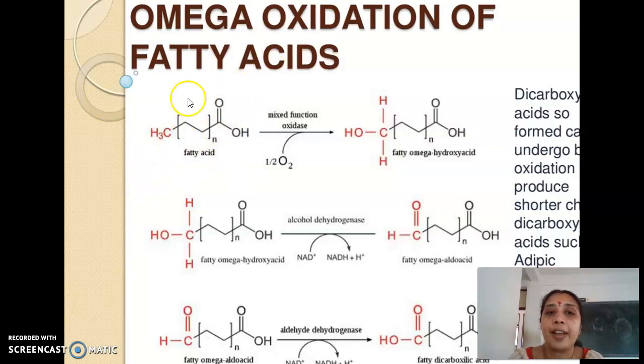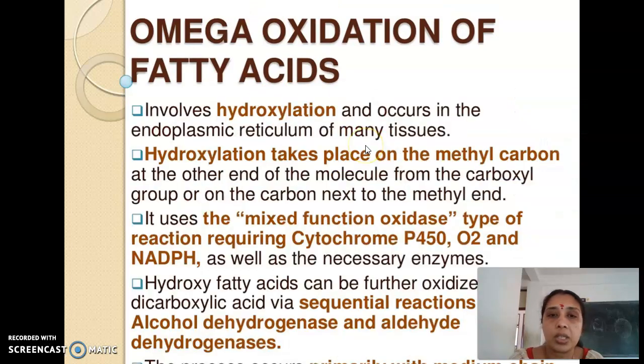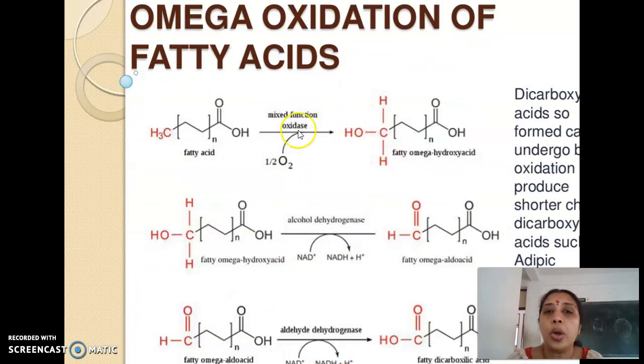See, this is our fatty acid, which has the CH3 group at one end and COOH at the other end. The CH3 first undergoes a hydroxylation reaction, so that CH3 is converted into CH2OH. Half O2 comes in because the enzyme is a mixed function oxidase, which catalyzes the incorporation of one oxygen atom, so that CH2OH is formed. Now this CH2OH is again oxidized by alcohol dehydrogenase. Whenever alcohol dehydrogenase comes, the oxidation is carried out by NAD, so NAD plus is converted into NADH plus H plus.